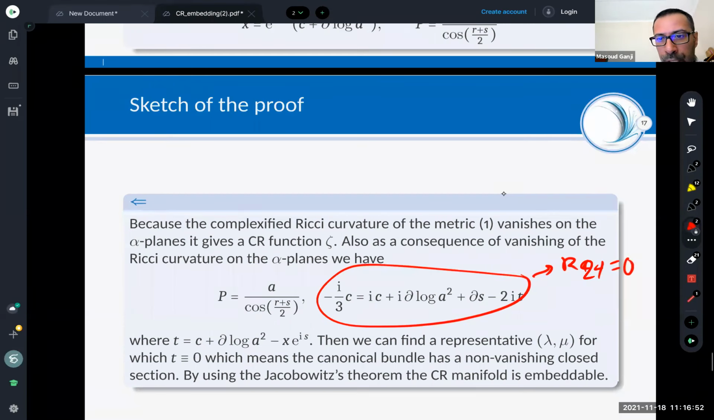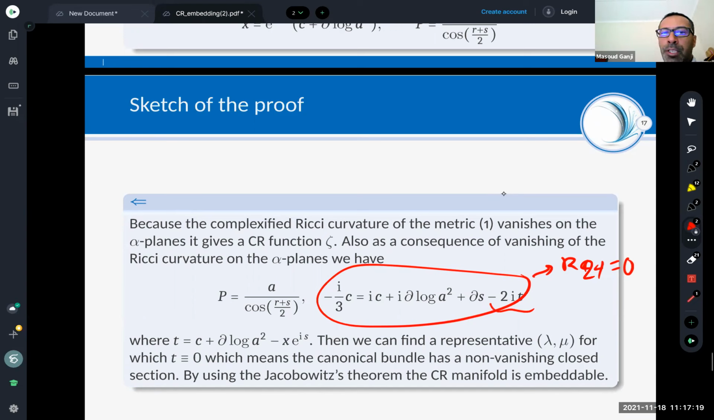So this equation does not automatically give us a closed section of the canonical bundle. We have to get rid of this T. How do we do that? Actually, we look at a different representative of lambda and mu. Because everything is geometric, for the new representative, T becomes 0, and it gives us a closed section of the canonical bundle.